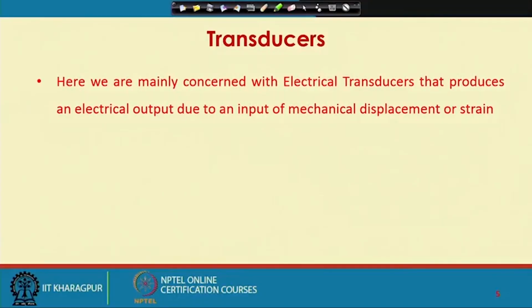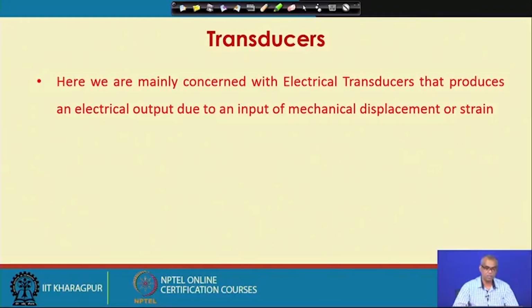Here we are mainly concerned with electrical transducers that produce an electrical output due to an input of mechanical displacement or strain. So, most of the transducers that we talk about over this week are electrical transducers that produce an electrical output due to an input which is a mechanical displacement or strain. We will of course talk about one pneumatic transducer, which is the flapper nozzle system.